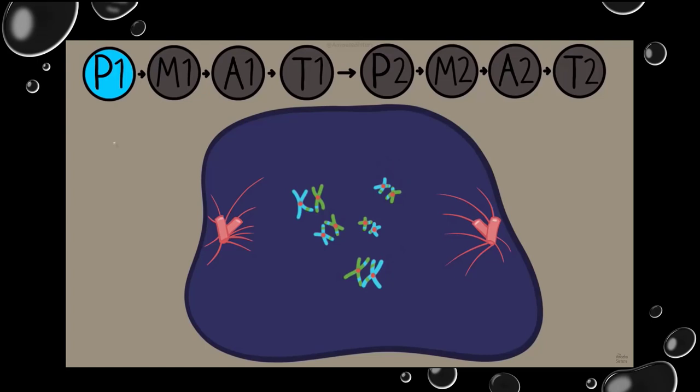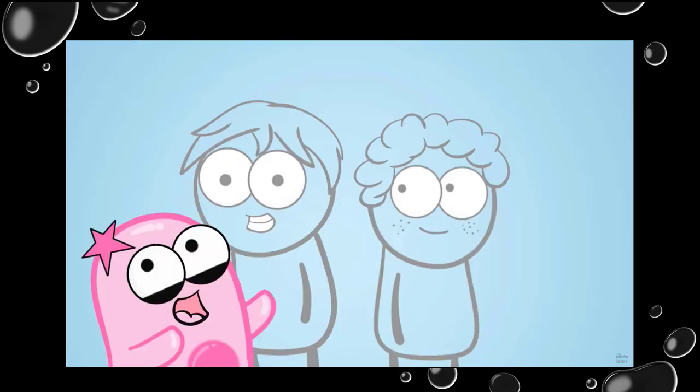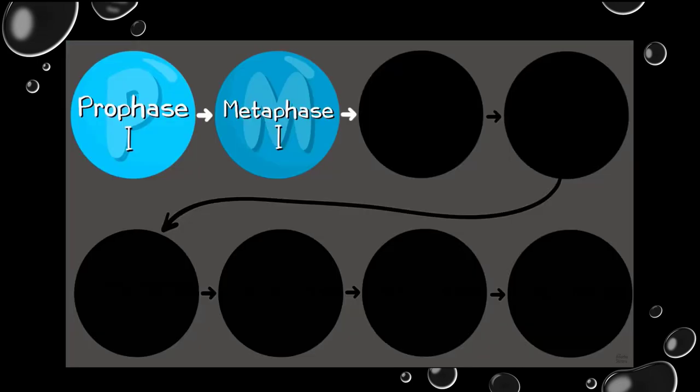It makes for what we call recombinant chromosomes, which can eventually contribute to the variety that we were mentioning that siblings can have even when they have the same parents. More about that later. Now we move into metaphase 1.